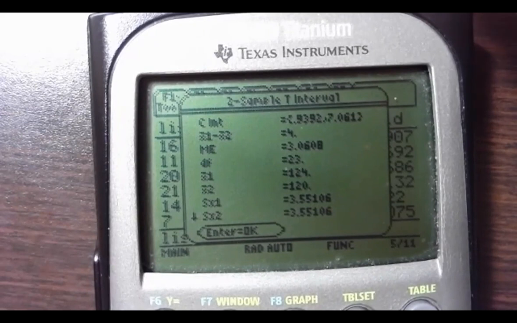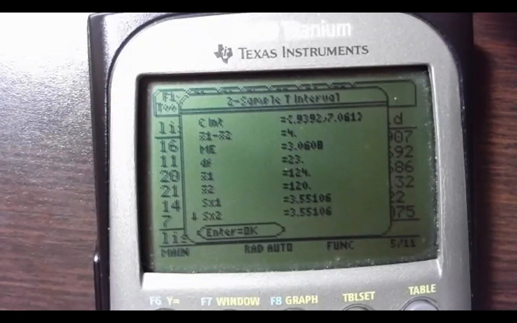One last calculator question. Yes. On the 84, it doesn't give us the ME. Is that something important, or are we just more concerned about the interval? Well, these are the same thing. If I take 4 minus 3.06, I get 0.939. Correct. I understand that, but I just wasn't sure.